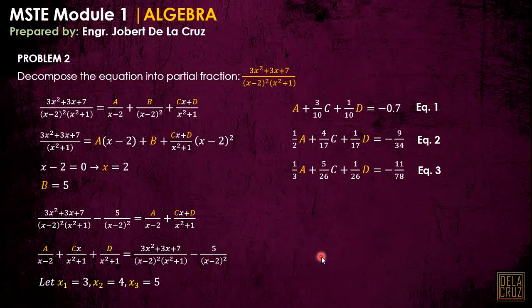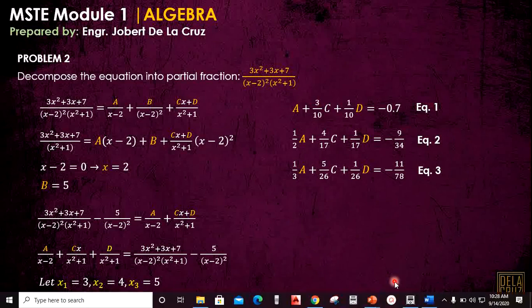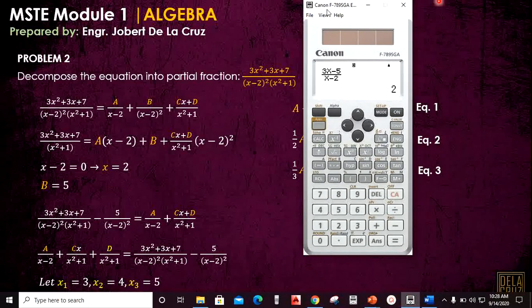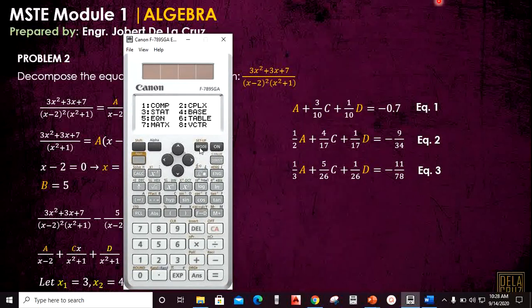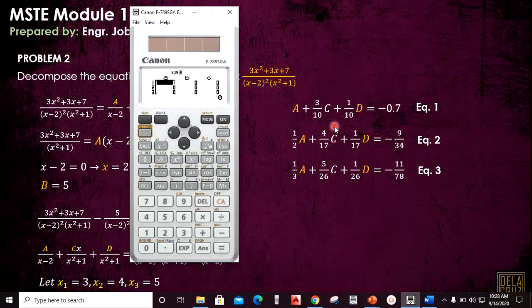Now, in this case, we have 3 unknowns, 3 equations. We will use our calculator. That will be mode, equation. We look for 3 unknowns, 3 equations, and that is the bottom 2. Then we will input the coefficients. For A, that is 1. For C, that is 3 over 10, or 0.3. This one is 1 over 10 or 0.1. And the constant is negative 0.7.